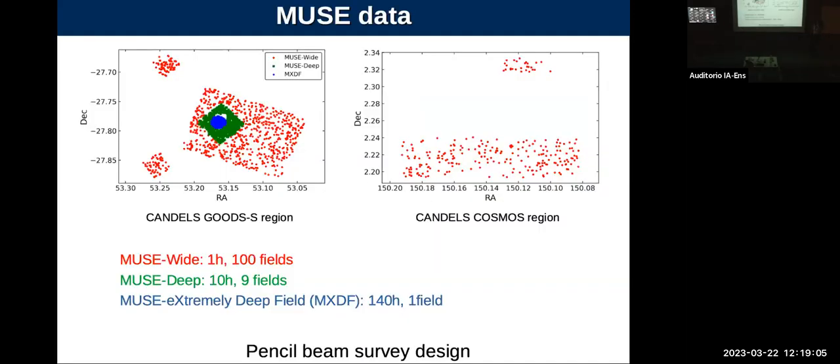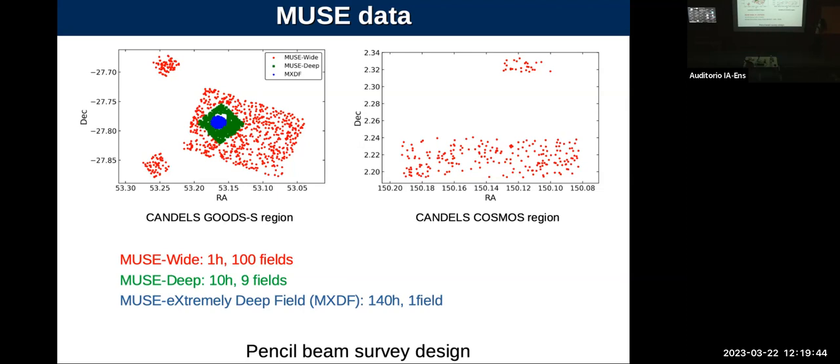So right now there are 3 MUSE surveys for Lyman-alpha emitters, and they are built following what is called a pencil beam survey design, or also a wedding cake approach. If we think of a wedding cake, you have the base of your cake, which is the widest of all the surveys, but also the shallowest. That is the case for MUSE Wide that you see here in red. It's the largest of all of them, 100 fields, meaning 100 square arc minutes coverage, but it has 1 hour exposure time.